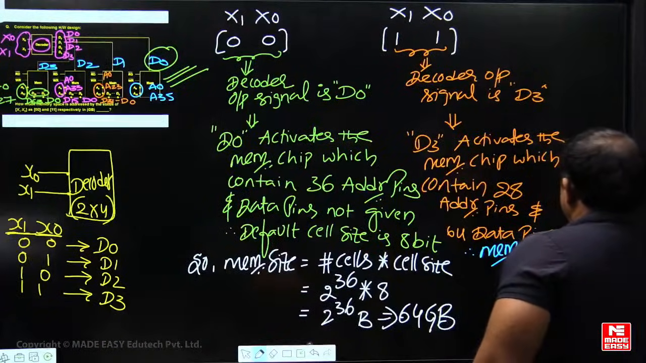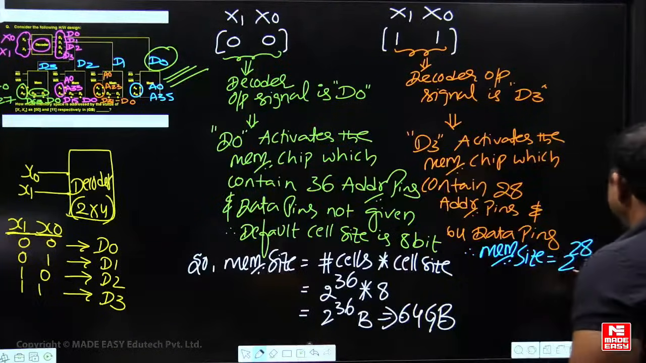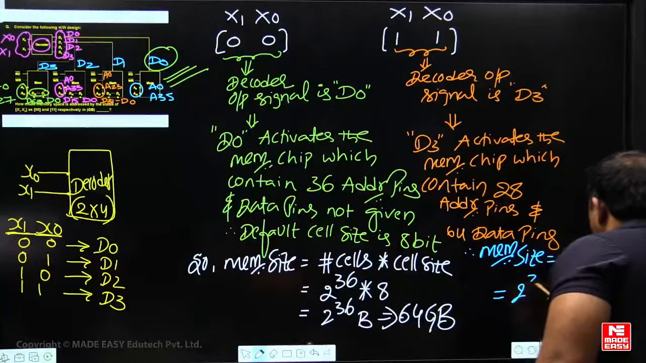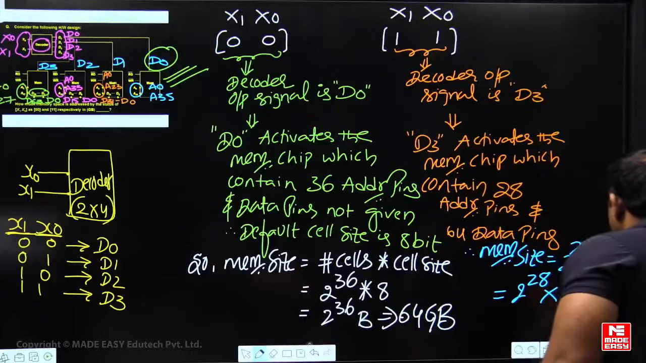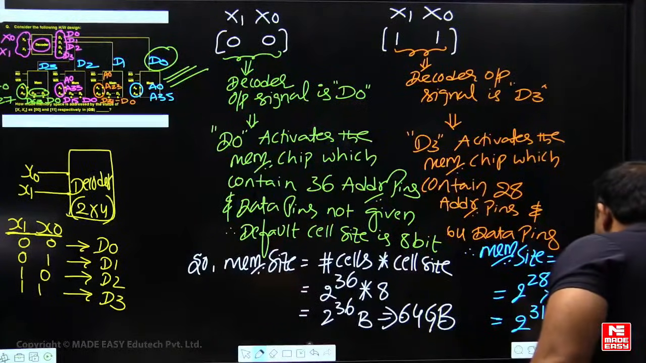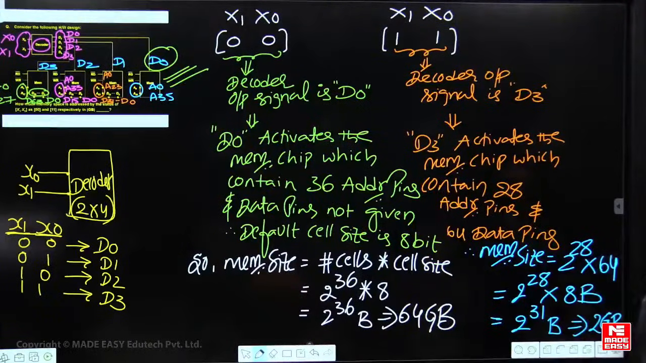Memory size is equal to 2 to the power of 28 cells. In each cell, 64 bits. So this becomes 2 power 28. 64 bit is nothing but 8 bytes. So this is 2 power 31 bytes. Become 2 GB. Is it okay, student? Right.